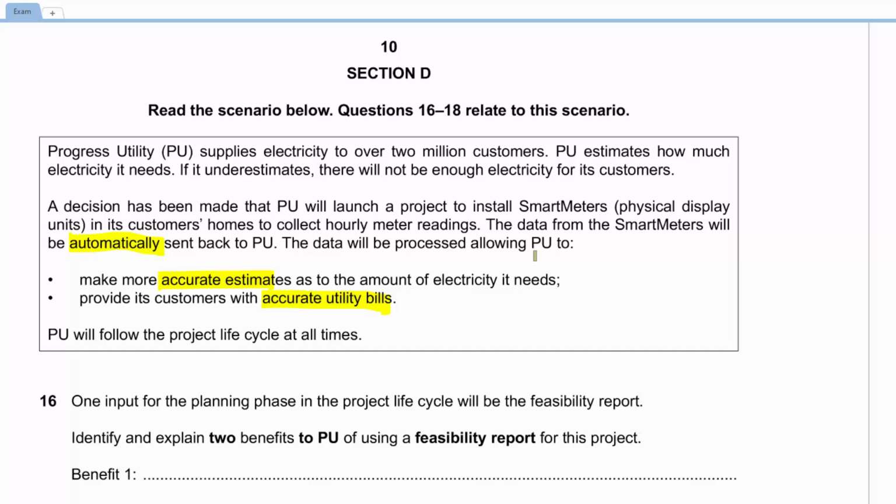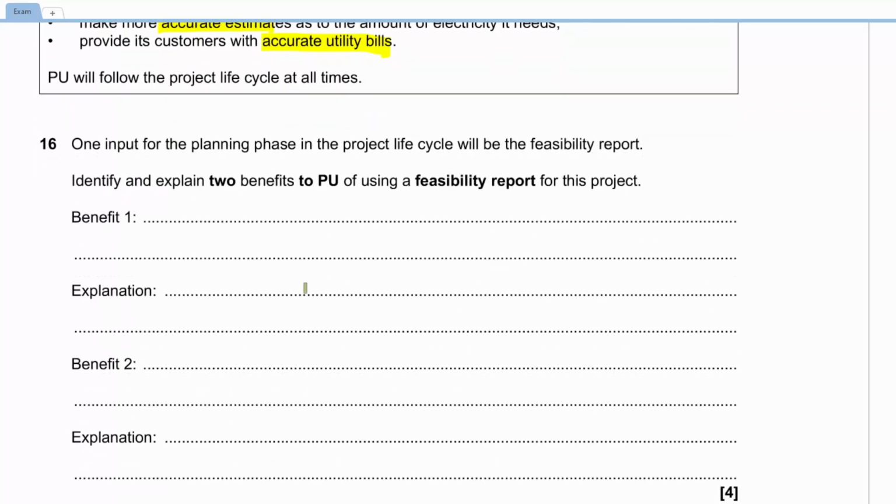And we're going to follow the life cycle at all times, which is good to know. Okay, right, let's see how we can apply this. First of all, we're told one input for the planning phase will be the feasibility report, and we must identify and explain two benefits to this company of using a feasibility report for this project.